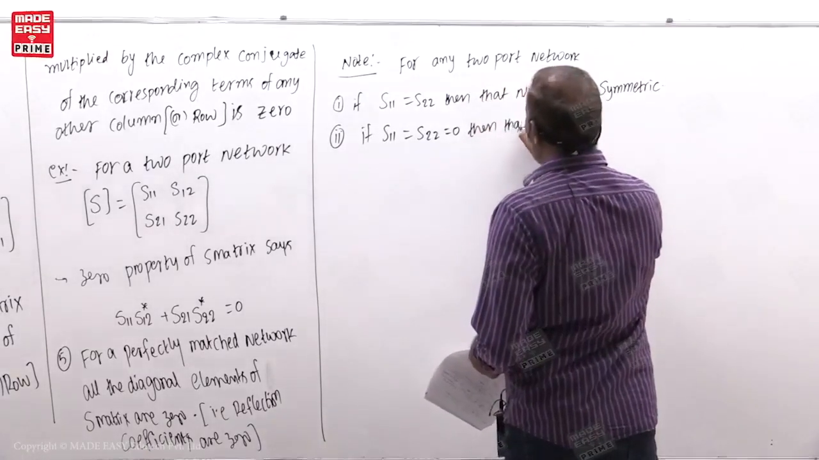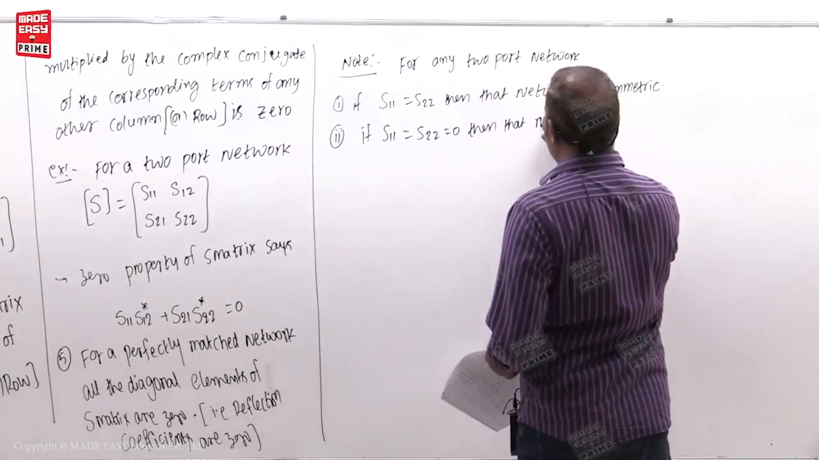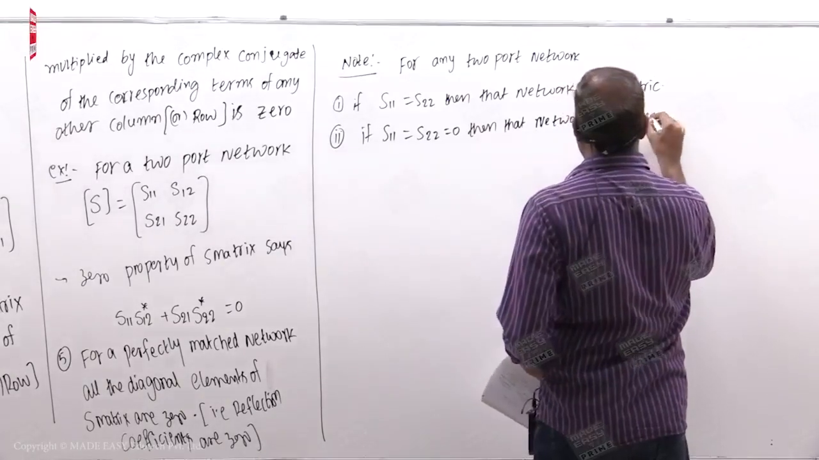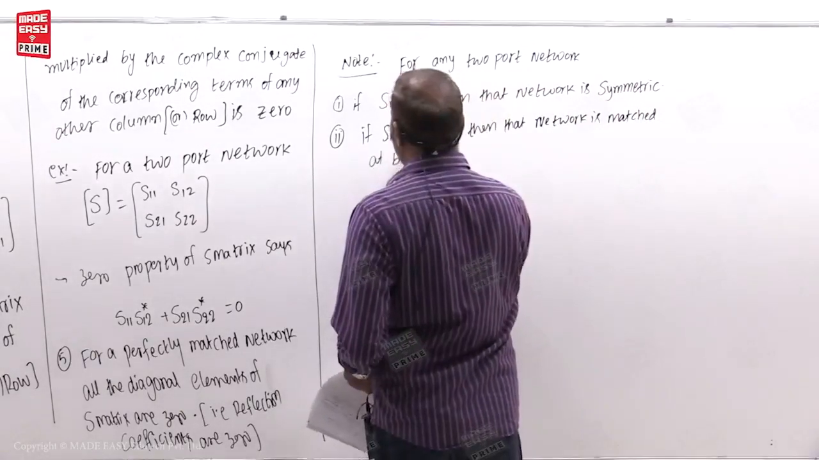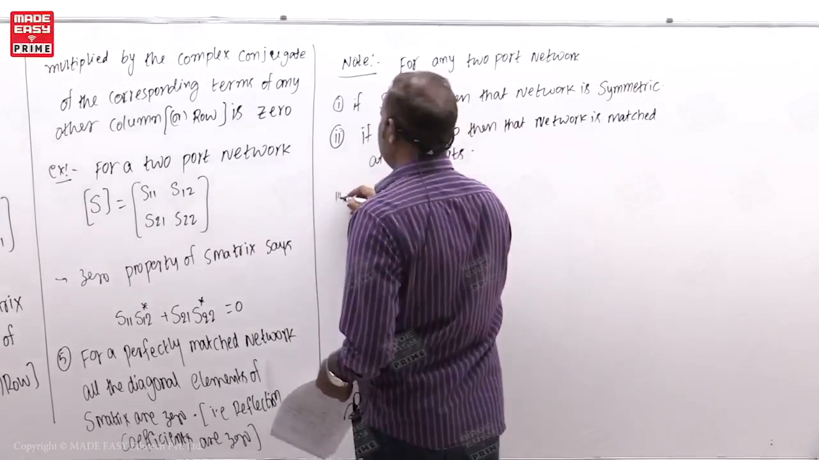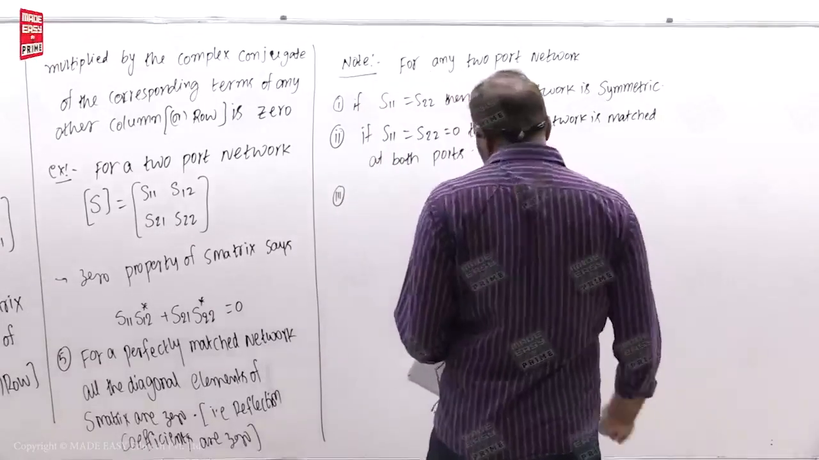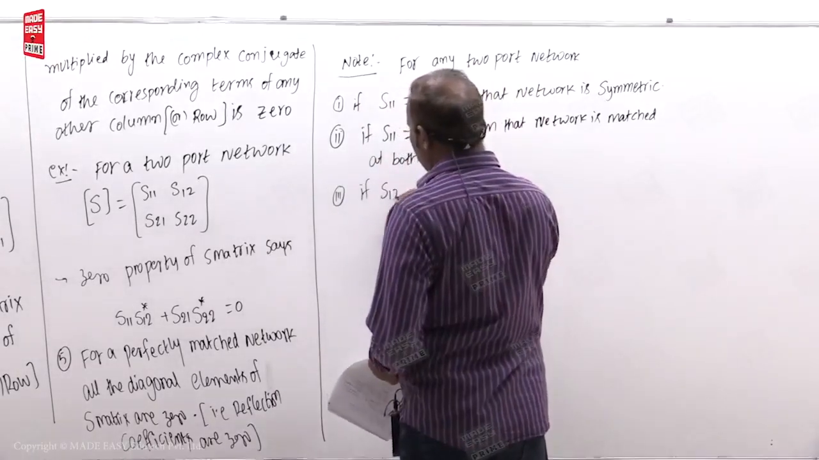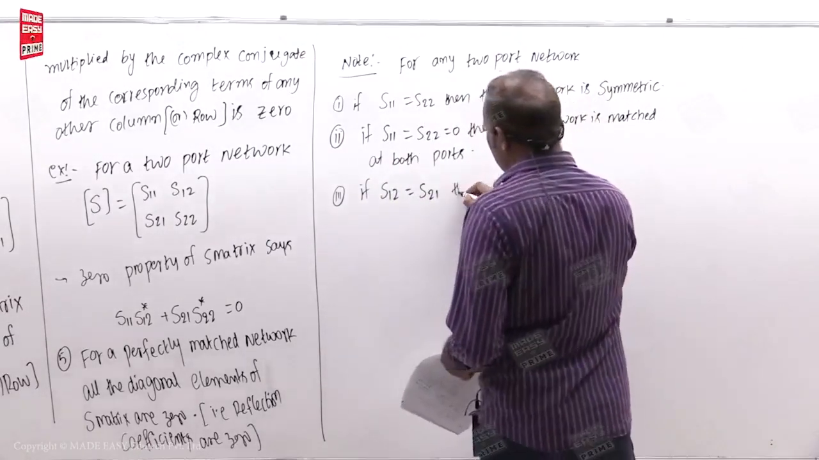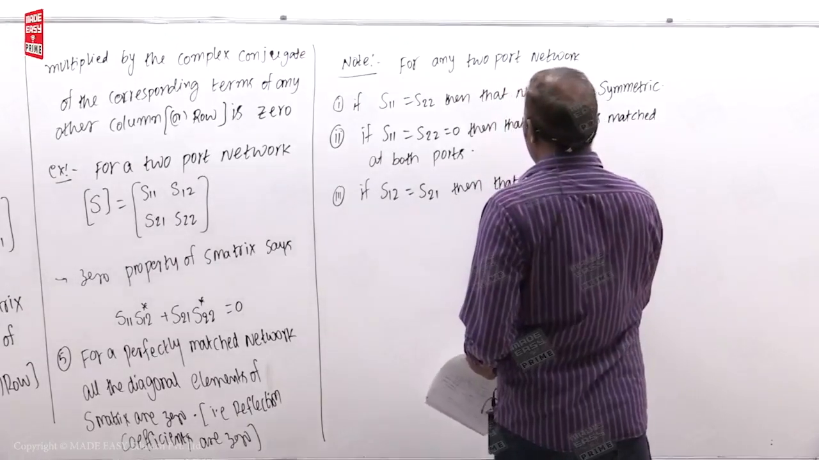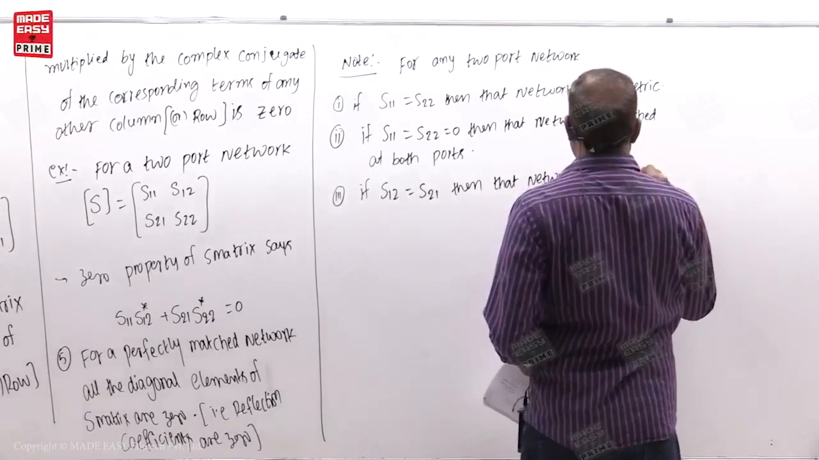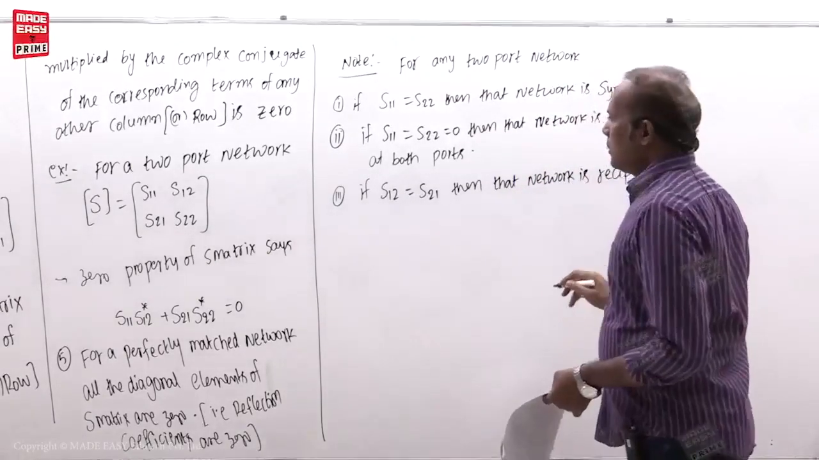a network is matched at both ports. Then that network is matched at both ports, right? If S12 is equal to S21, then that network is reciprocal.